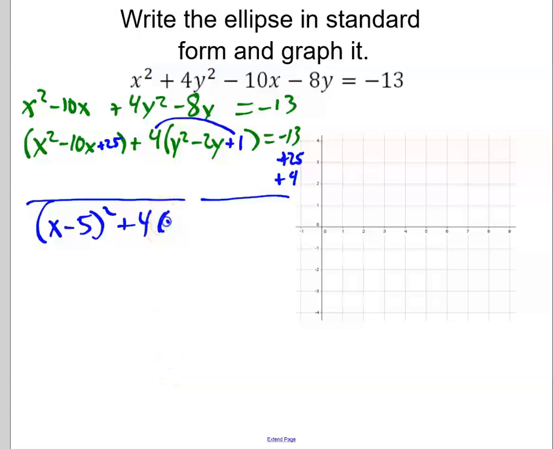Okay, so let's try that again. Y minus 1 squared. And then that equals, so we had negative 13 plus 25 plus 4, which is 16. All right, now with circles, we were done.